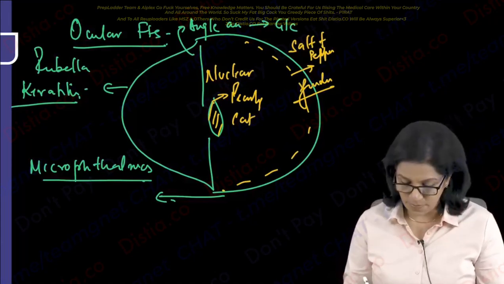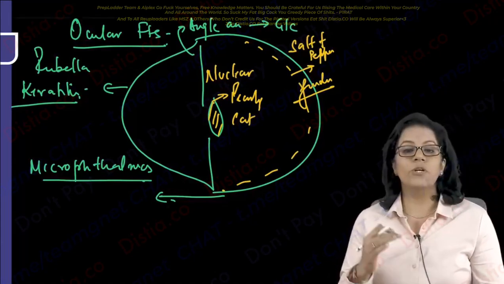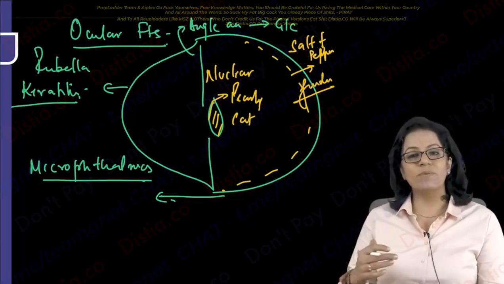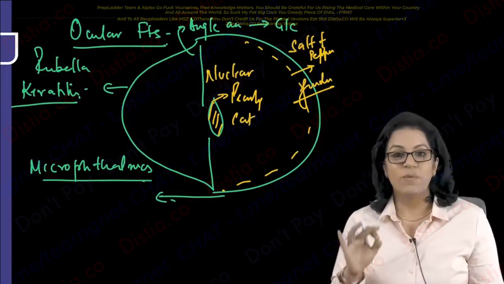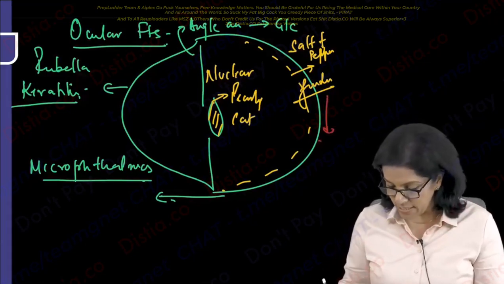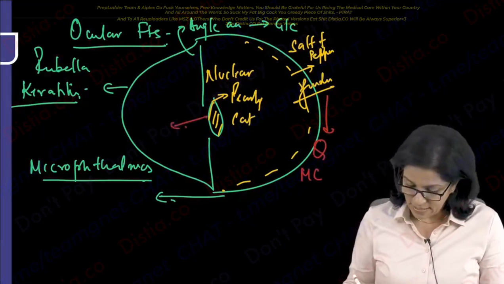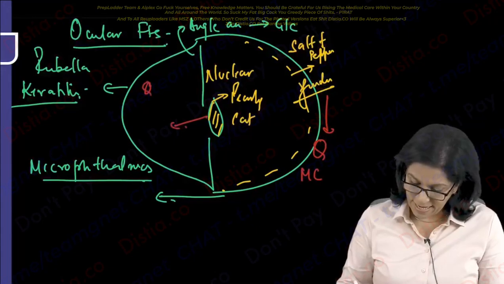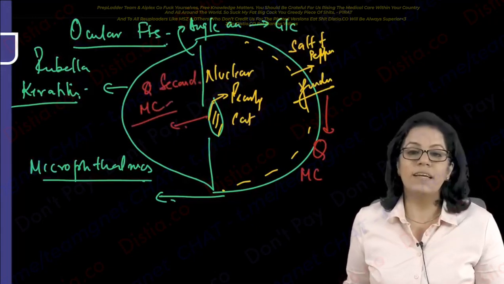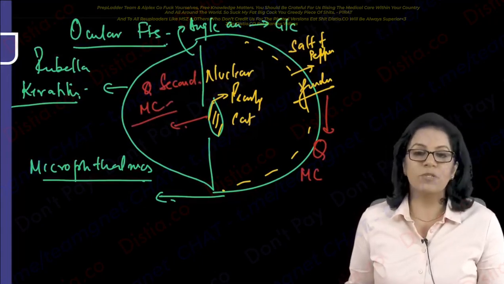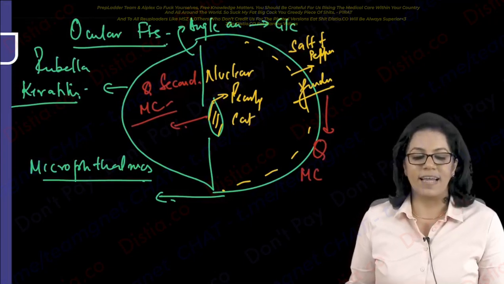Exam question, all of you. Which is the most common ocular feature? You are tempted to answer cataract? Don't answer. Most common we will answer is salt and pepper fundus. Second most common is nuclear pearly cataract. The second most common will be nuclear pearly cataract.